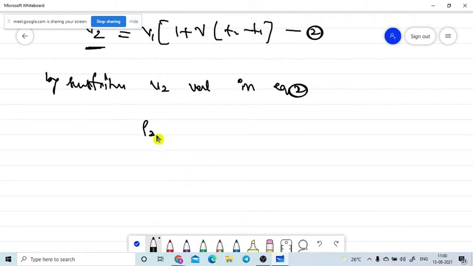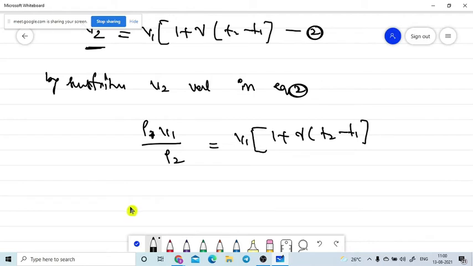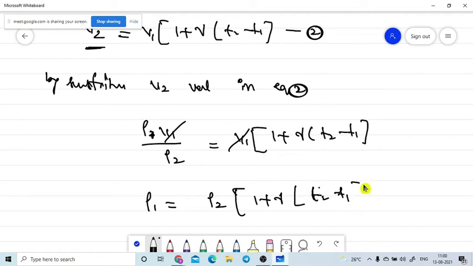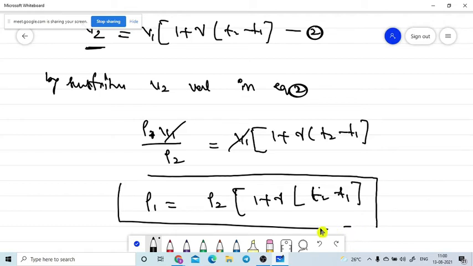V1 by rho 2. Rho 1 V1 divided by rho 2 is equal to V1 into 1 plus gamma into T2 minus T1. Is it correct only, na? So now V1 will cancel, then rho 1 is equal to rho 2 into 1 plus gamma into T2 minus T1. What is our goal? To find out the variation of the density with respect to the temperature. If we know the density of the substance at a given temperature, we can easily find out the density of the substance at another temperature with the help of this formula.